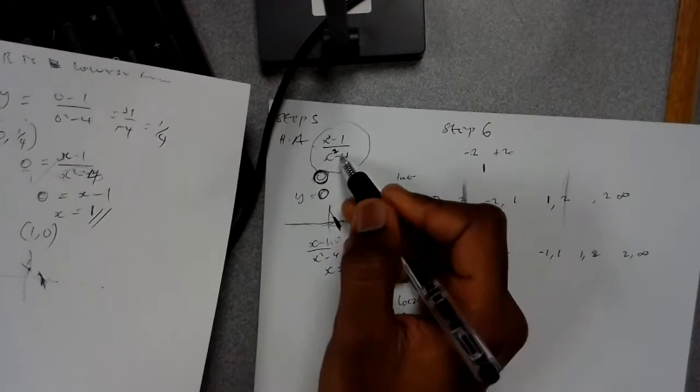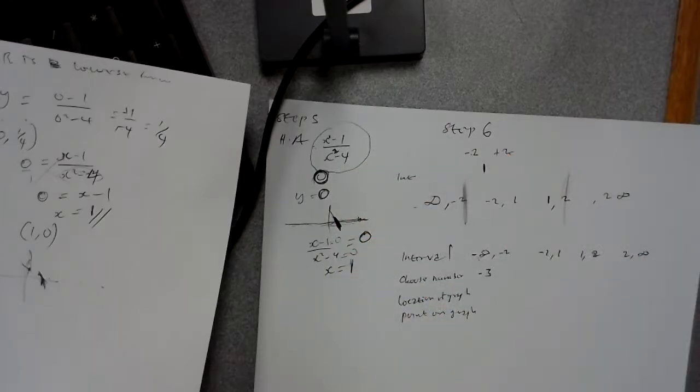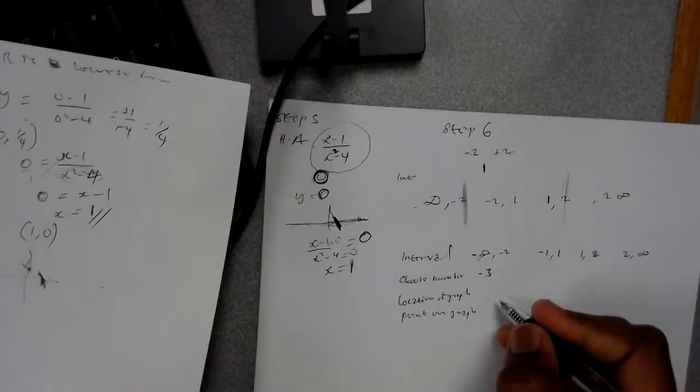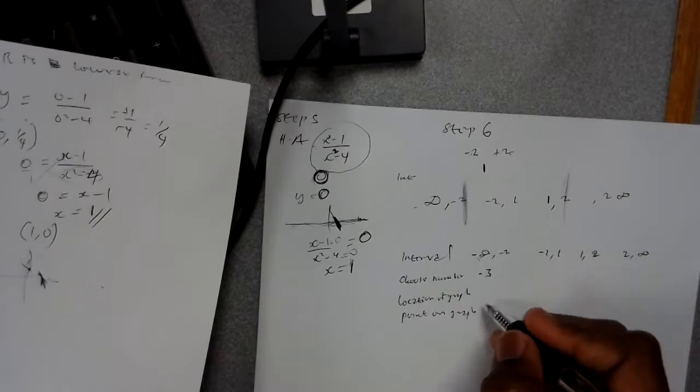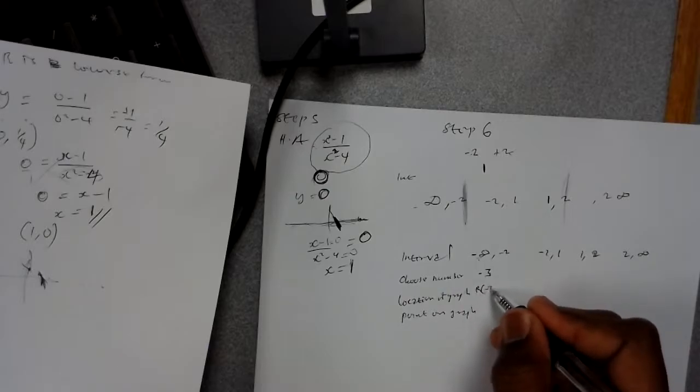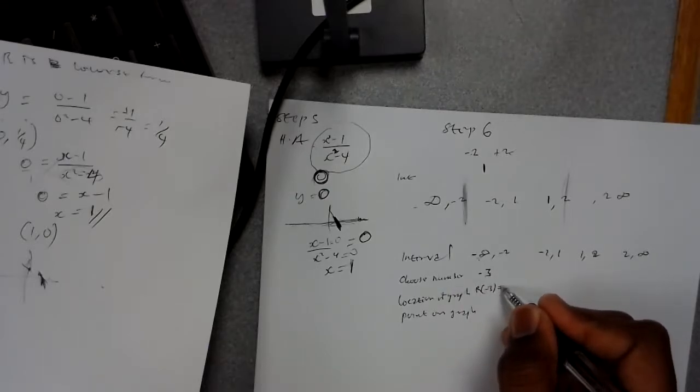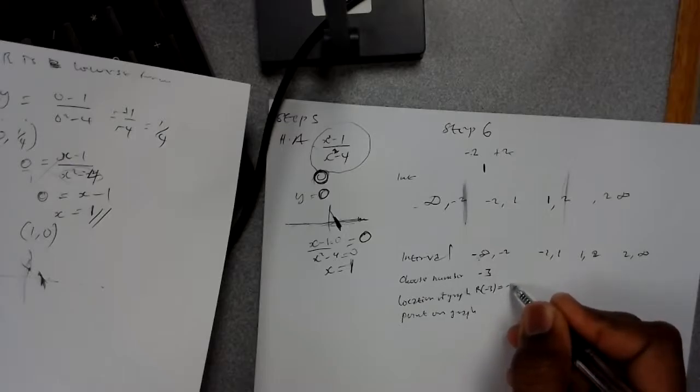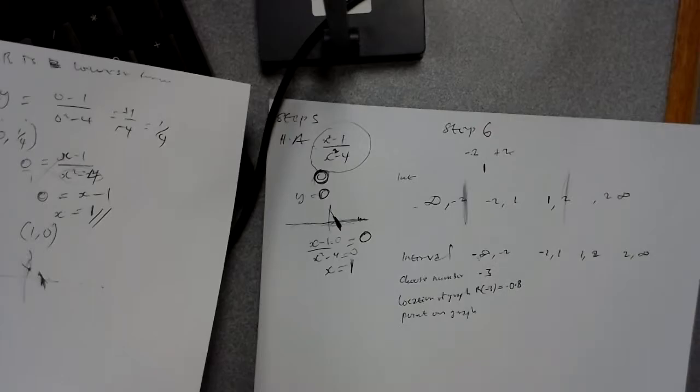Okay, -3, if you put it in r. R is the equation x minus 1 over x squared minus 4. So if you put -3 into r, the result you're going to get, that is the location of the graph. r of -3 is going to be equal to -0.8.